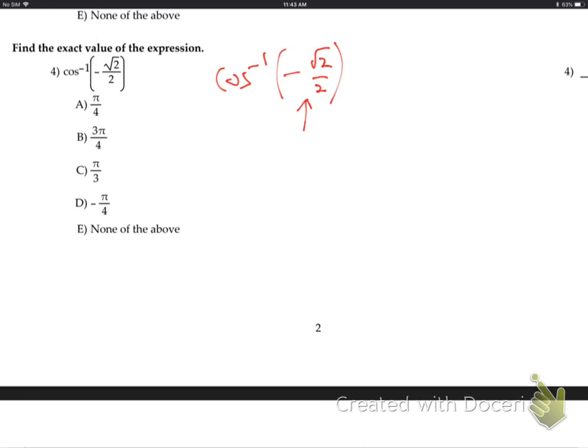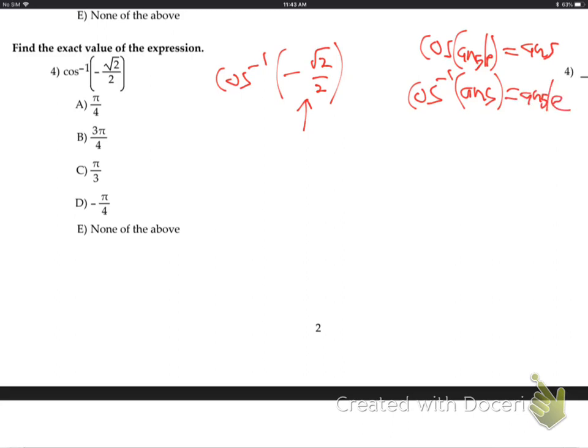Tell me, guys, is that negative root 2 over 2 an angle or an answer? It's not an angle. It's not degrees nor radians. Are we clear on that? Remember, for normal cosine, you put in angles and you get out answers. For cosine inverse, you put in answers, and what you get out is angles. That's what all inverse functions do: they reverse inputs and outputs. So you put in an answer, you get out an angle.